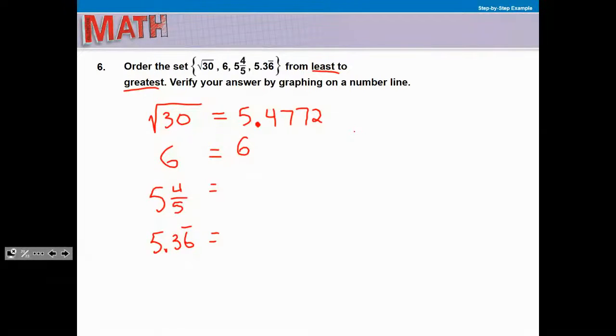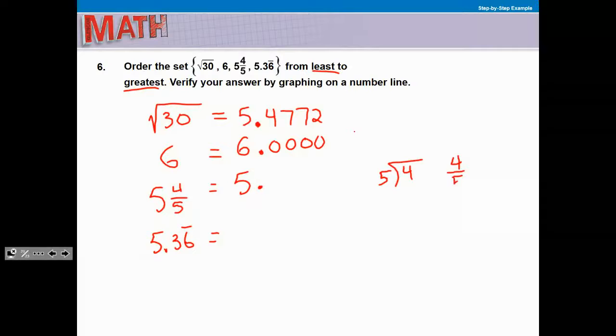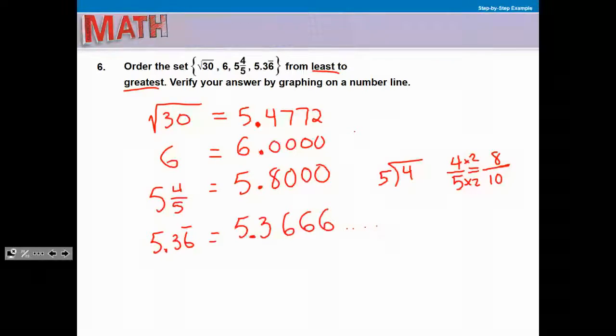This is just 6. Now I'm going to give it the same amount of decimals, so 6.0000. And 5 point, right? You can do 4 divided by 5, or you can do 4/5 equals how many tenths? Times 2 times 2, so that's 8 tenths, so that's 5.8000, just to keep it going. And then this would be 5.3, and only the 6 repeats, so that's going to be 6, 6, 6, dot, dot, dot. Good Halloween number there.